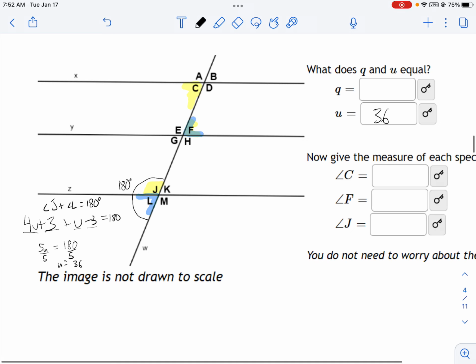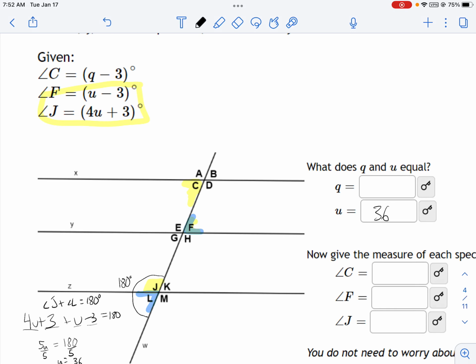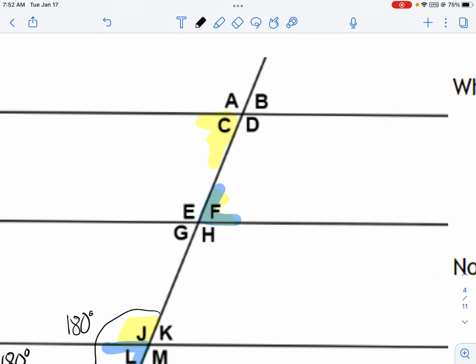Now from here we can find out what the other variable is. Let's go back and identify how C and F relate to each other. You'll notice they're both inside the parallel lines, on the alternate sides of the transversal. These are alternate interior angles. They're literally just equal to each other. That means angle C equals angle F.